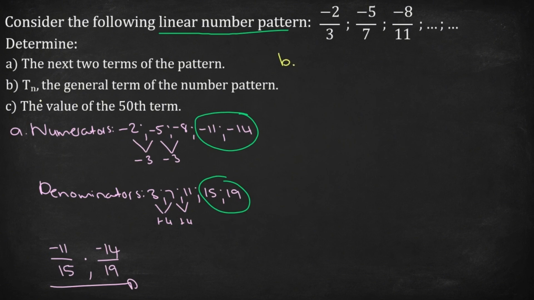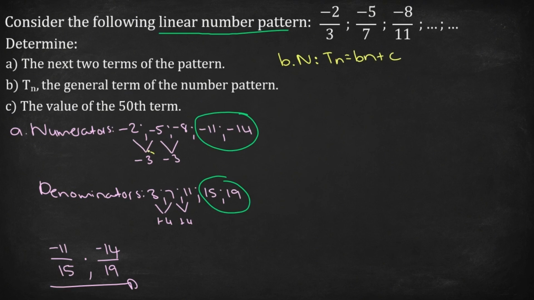Part B of this question asks us to find Tn, which is the general term of this number pattern. But as you can see, our number pattern consists of fractions. And that means we need to deal with our numerators and denominators separately, and therefore we have to find a general term for the numerator and a general term for the denominator. So let's start with the numerator. I know I have to find a general term, and that is Tn equals bn plus c.